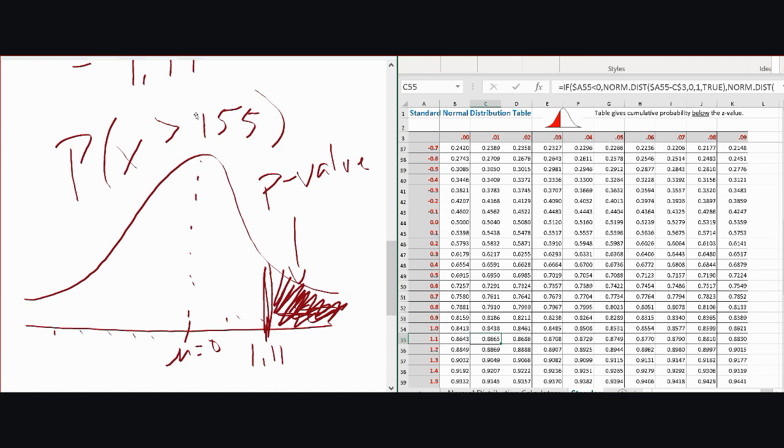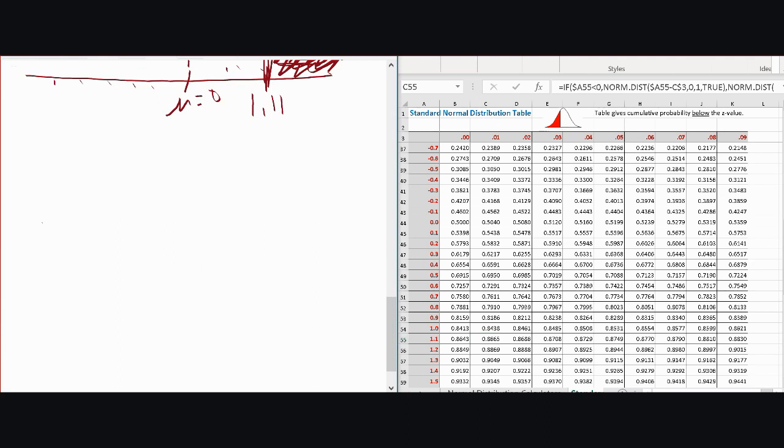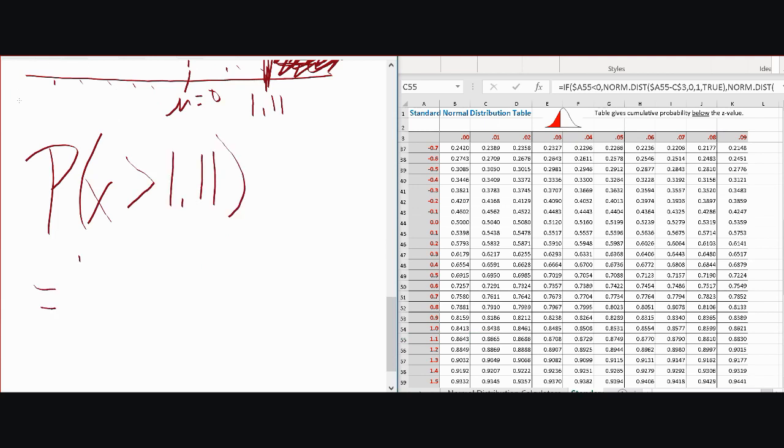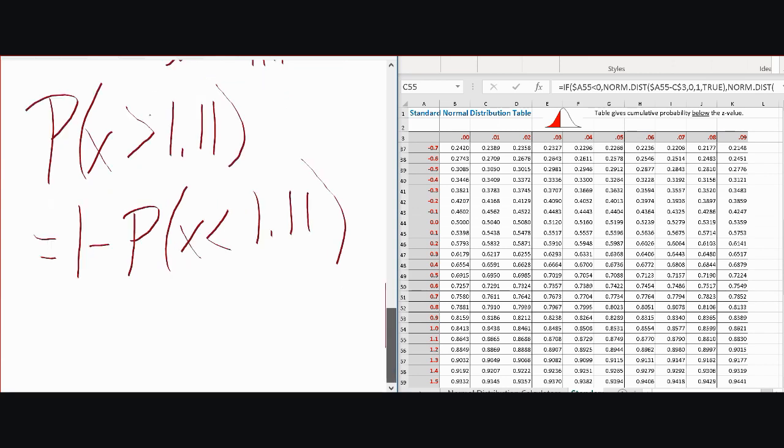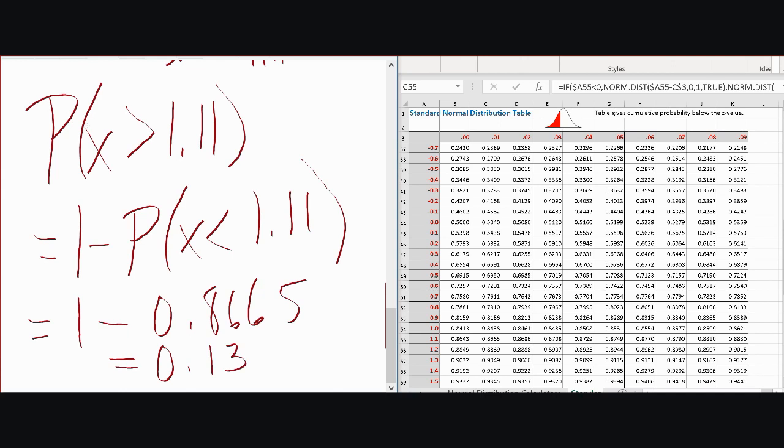So the probability we found here of 0.8665 is the probability that x is less than 1.11. That's the probability we found, but we want the opposite. So we want the probability that x is greater than 1.11, which is equal to 1 minus the probability that x is less than 1.11, which is what our standard normal table gave us. So this is equal to 1 minus 0.8665, which is equal to 0.1, let's just say 13. We're just going to round here, that's okay.